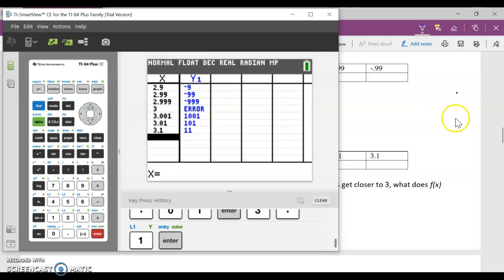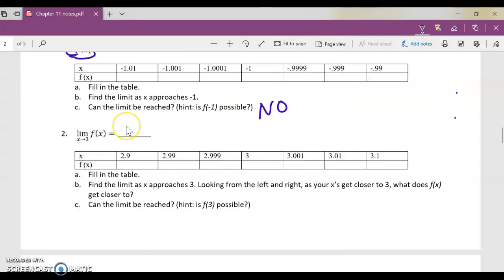So on your screen, I would say here that your limit does not exist. Hold on, I lost my stylus. Give me 1 second here. Does not exist. Sorry. Your limit does not exist.